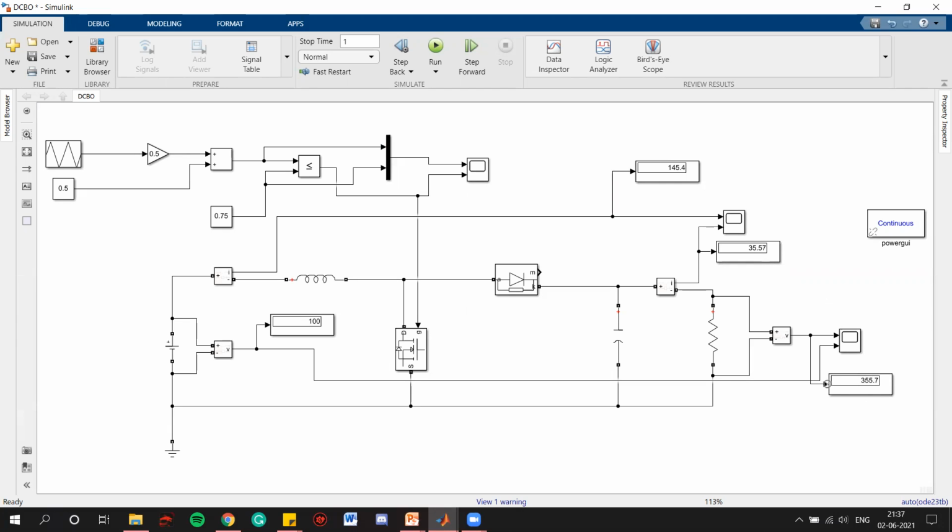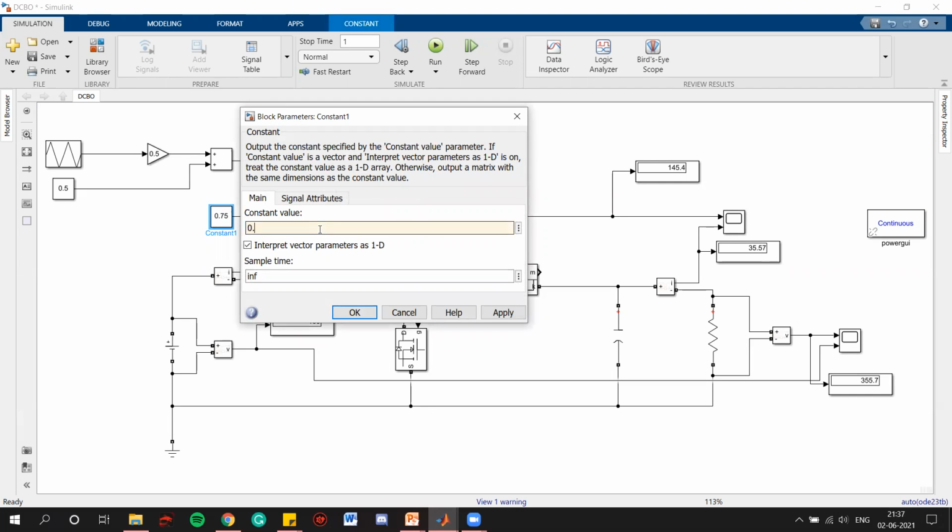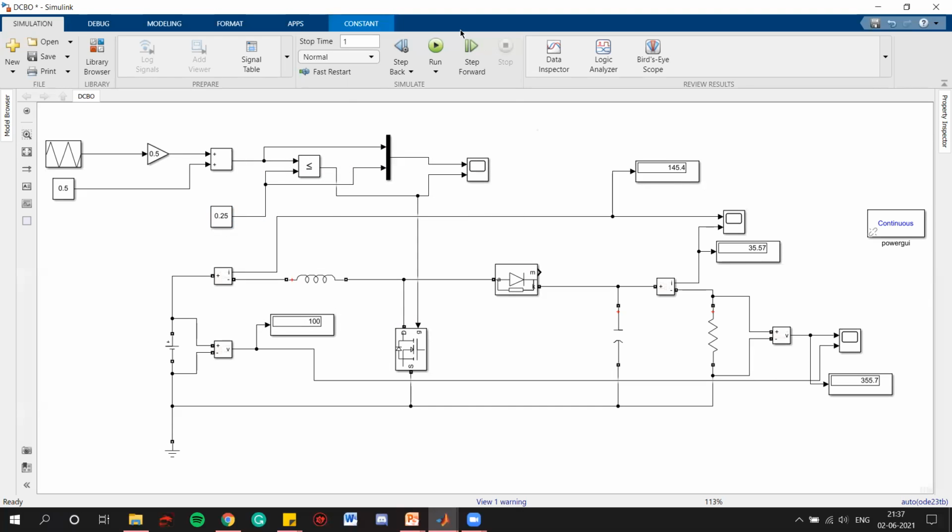It will not reach the exact ideal value, because we are not using an ideal pulse generator. We are actually generating pulses here. We don't have an ideal MOSFET or ideal diode. We don't have the finest and ideal values of capacitor and inductor as well. So it will not reach the exact value, but it will go up to near the required value. So from 100 volts, it will go to 355 with 0.75 or 75% duty cycle. Let's just take 25% duty cycle as well.